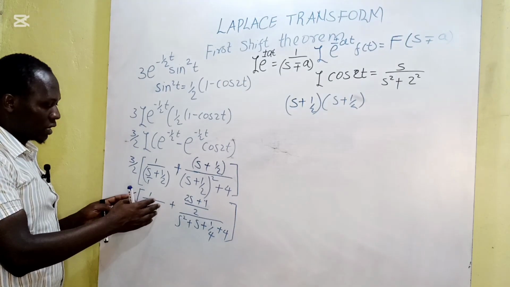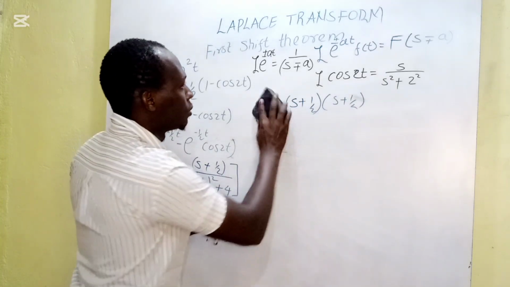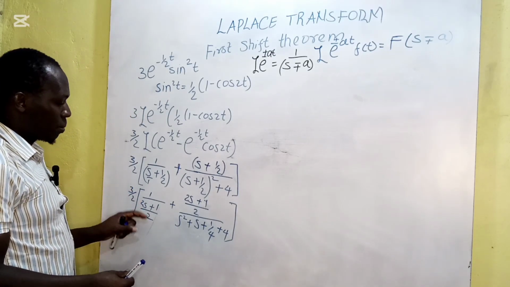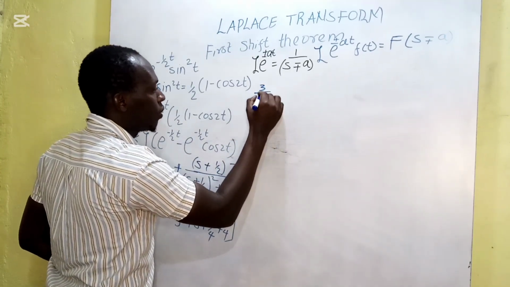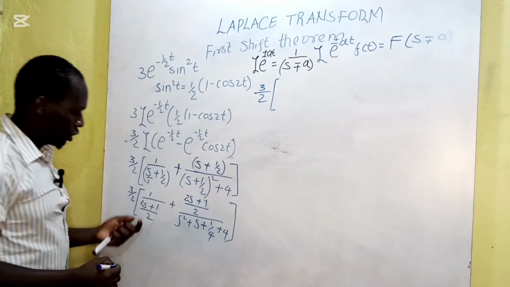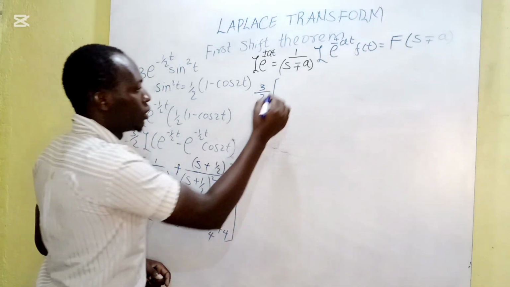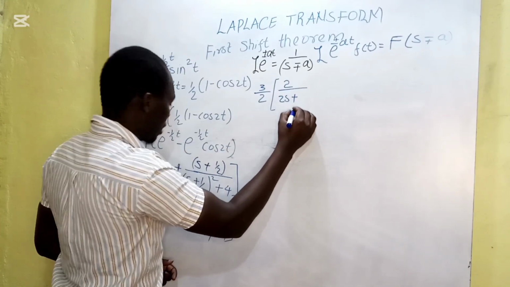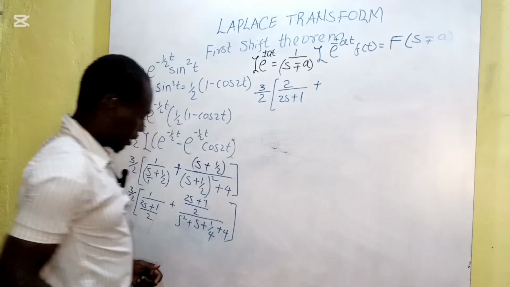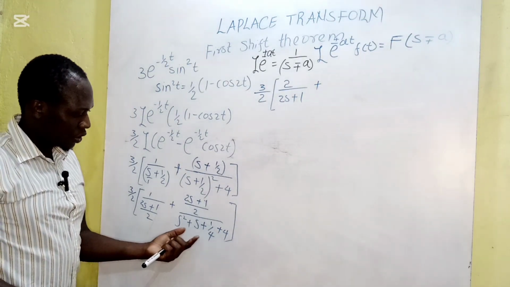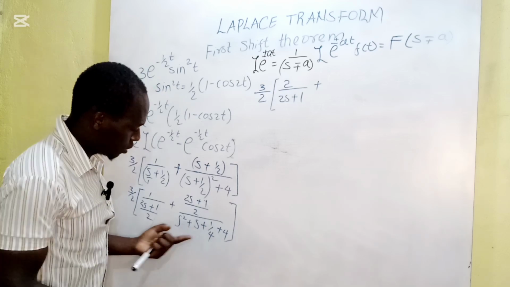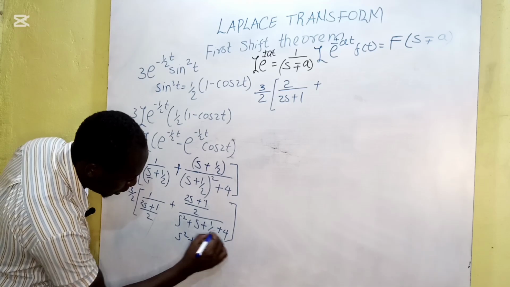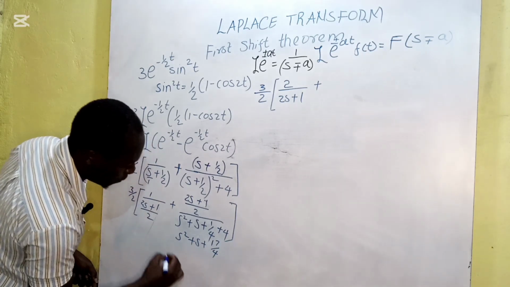From this point, let us now work out with the improper fractions. By working out with the improper fractions, we are going to have 3 all over 2 into 2 all over 2 as we add to 1. We come and add 2. Here we are going to have this fraction, s squared, we add to s, we add to 17 all over 4.